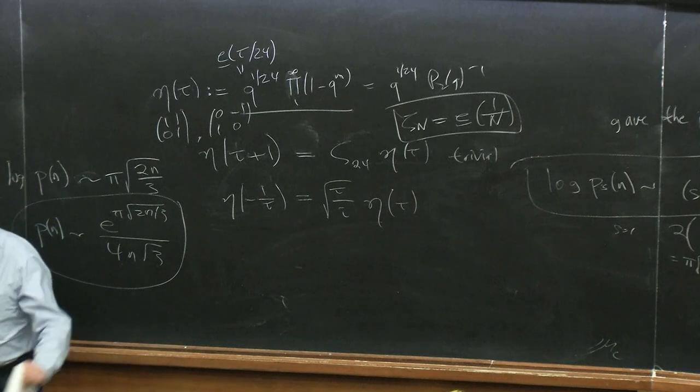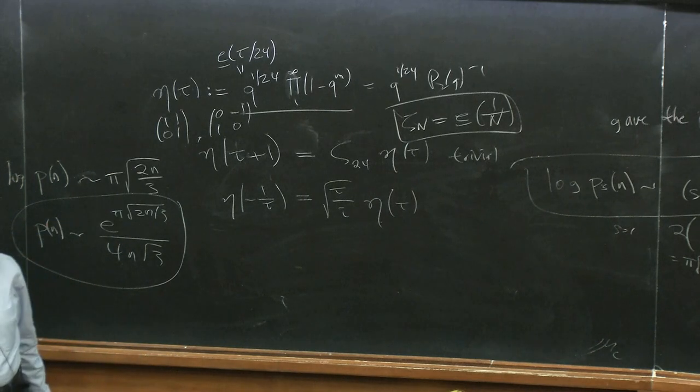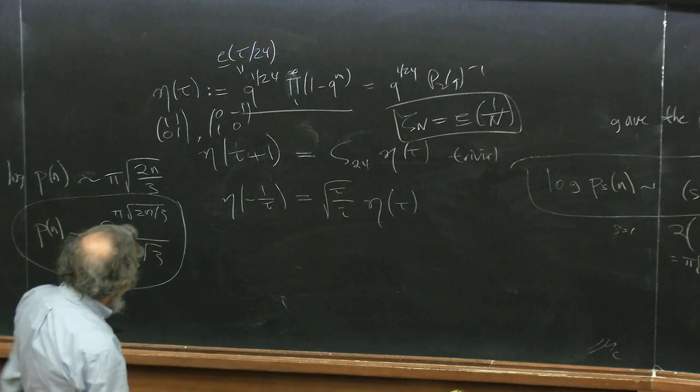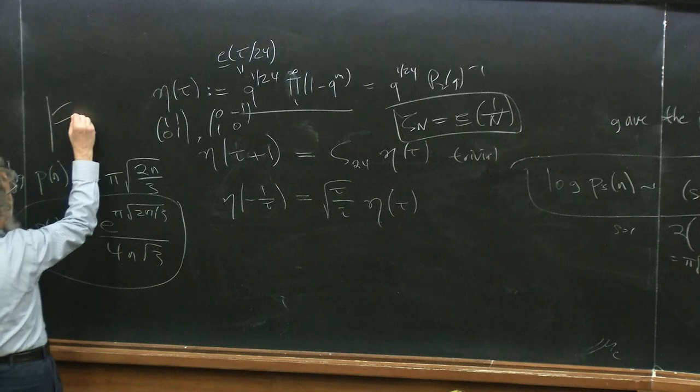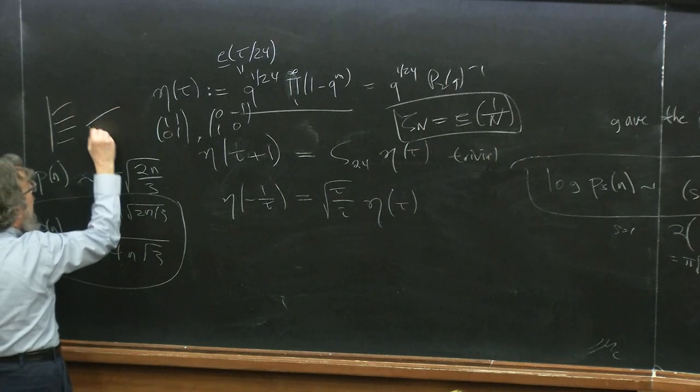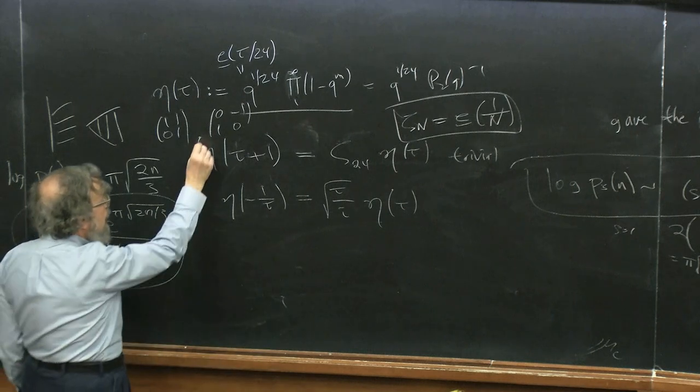But since tau is in the upper half plane, tau over i is in the right half plane. And then there's a canonical square root, the one that is a deformation of the square roots of positive numbers. So if you're in the right half plane, then the square root is in this corner. You don't take the one on the left. So these are the two famous forms.